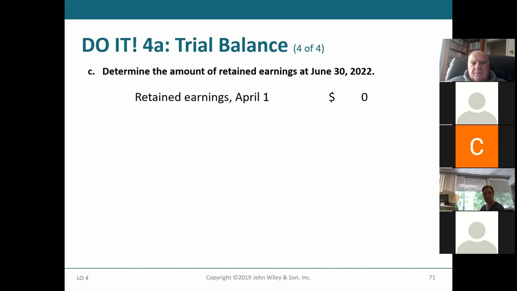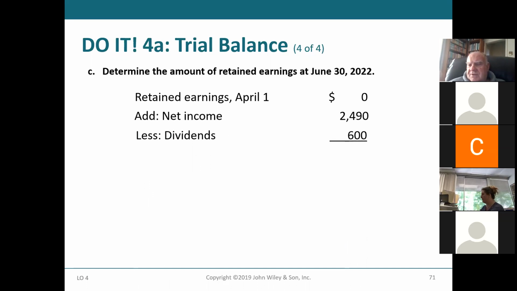Retained earnings. At the beginning, it was 0. We did an income statement just now. It was 2490. Subtract dividends. They gave us the dividends a couple of slides ago. Look how easy the retained earnings statement is. Don't be afraid of it.